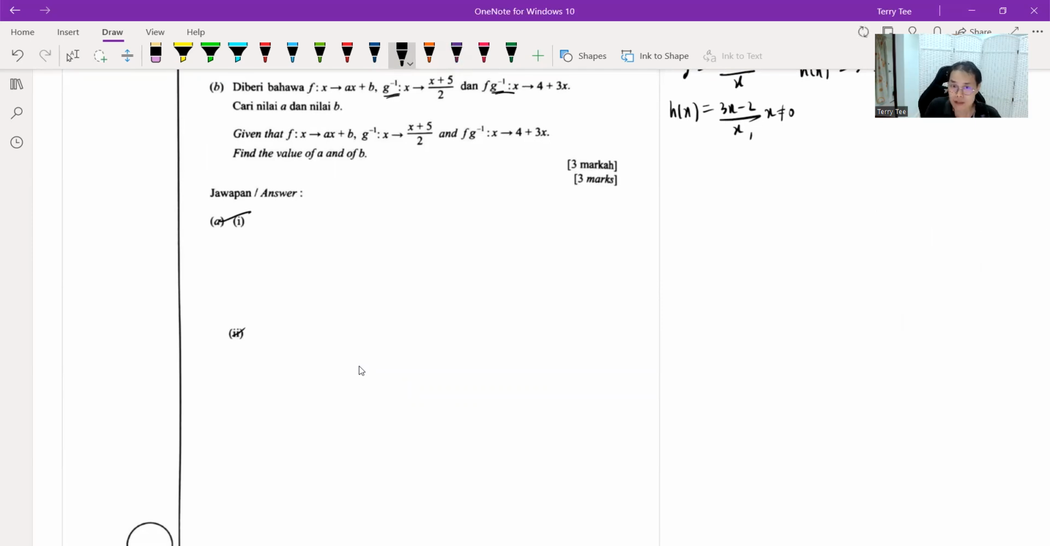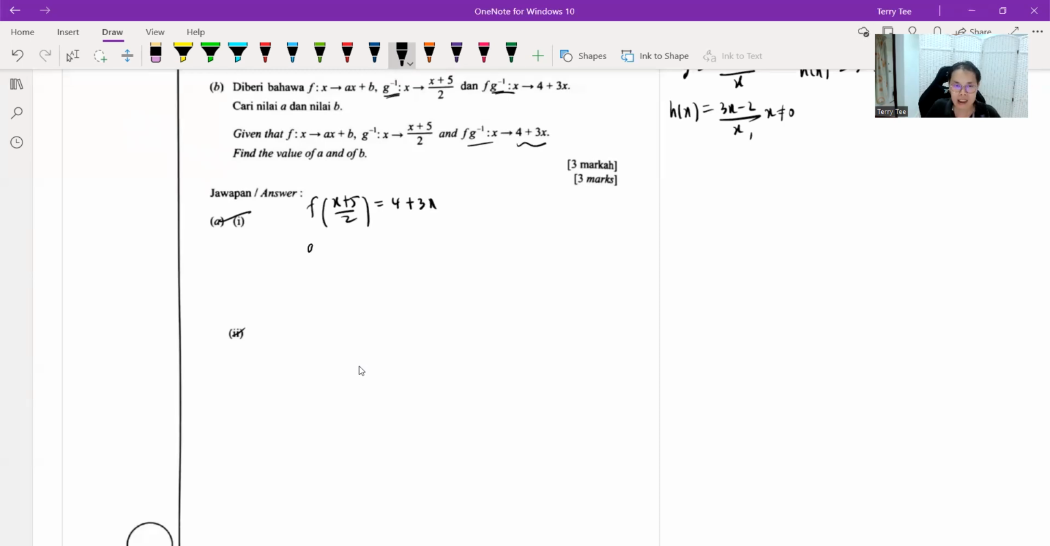We don't have to inverse the function. So what we need to do is to put g inverse inside f, because this is your f g inverse. Okay, so let me put your g inverse, x plus 5 over 2, and I write this as 4 plus 3x. Take this, put inside your fx.